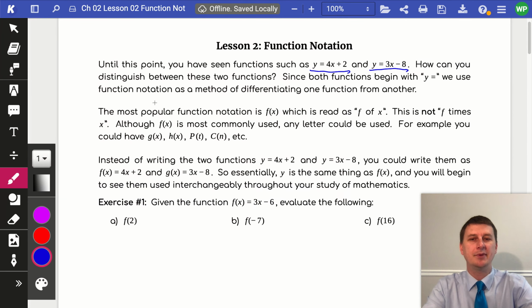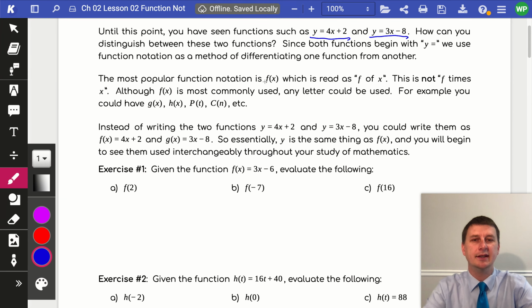The most popular function notation is denoted as f(x). This is read as f of x, not f times x, not fx, because fx has the movies. No, f of x is right here, which is read as f of x. There it is. Hey, look at that. It's like I wrote this book. This is not f times x. Oh, there it is again.